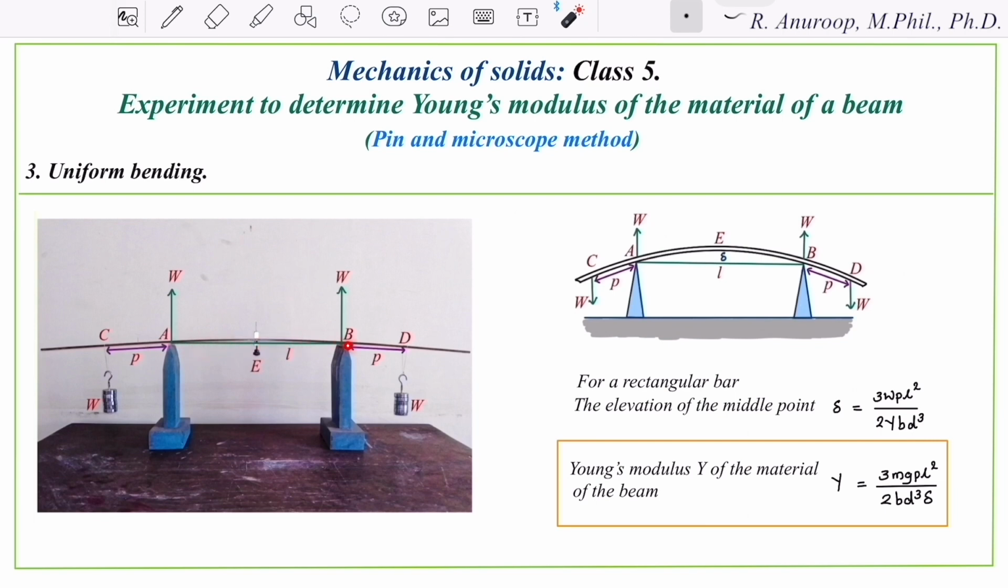Consider a beam of negligible mass supported symmetrically on two knife edges A and B in a horizontal level. A and B are two knife edges. Let the length AB be L. Now equal weights W are suspended from the beam at points C and D. Let AC be equal to P and BD is also equal to P. That is, equal weights are loaded at equal distances from the knife edge.